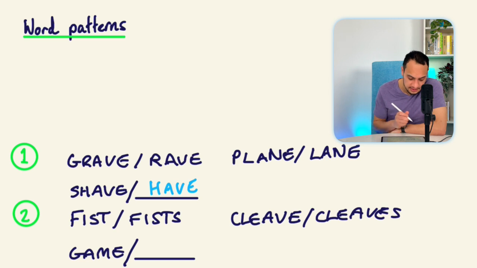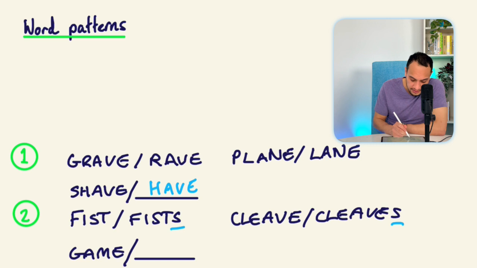Then, let's go on to the next one. So we've got fists, fist and fists. Now this one's going to be fairly obvious what's been added here. We've got an S. We've got cleave and cleaves. Again, we can see an S has been added to the end. So rather than taking away a letter, we've added a letter this time.